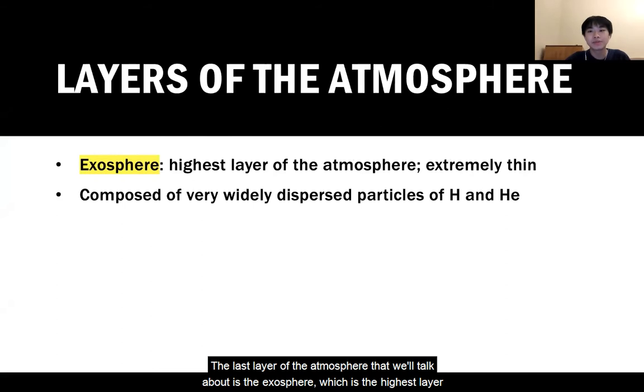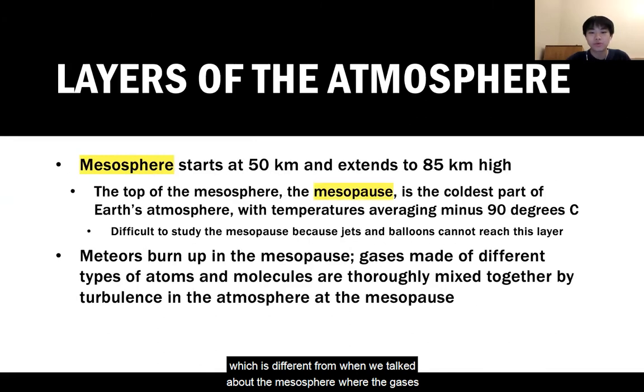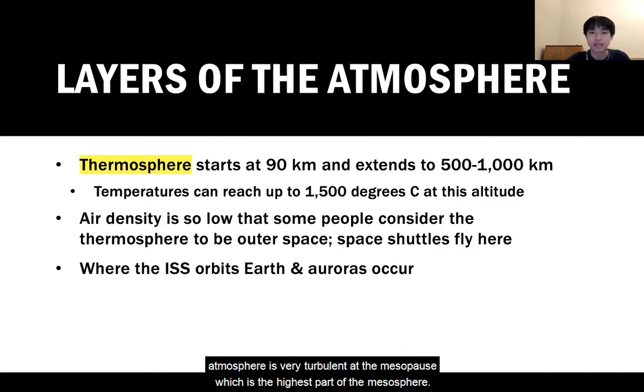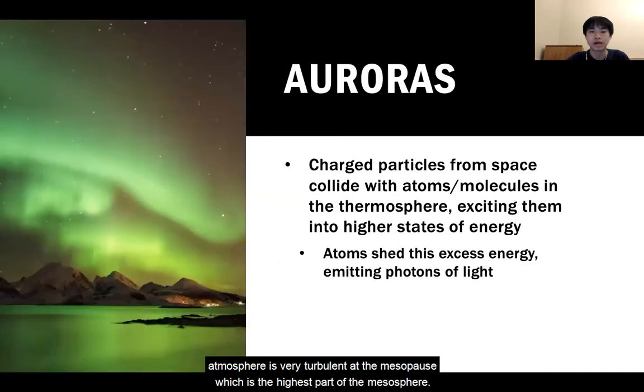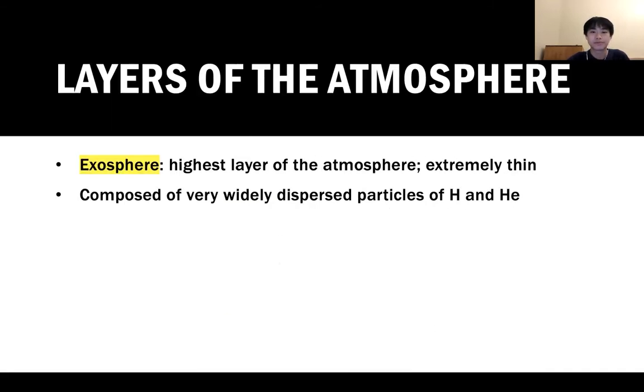And the last layer of the atmosphere that we'll talk about is the exosphere, which is the highest layer of the atmosphere. And the exosphere is extremely thin and it marks the boundary between the atmosphere of Earth and outer space. And it's composed of very widely dispersed particles of hydrogen and helium, which is different from when we talked about the mesosphere, where the gases made of different types of atoms and molecules are more thoroughly mixed together because the atmosphere is very turbulent at the mesopause, which is the highest part of the mesosphere.